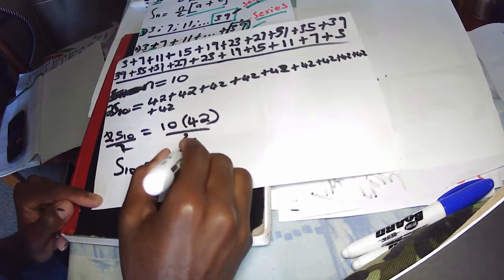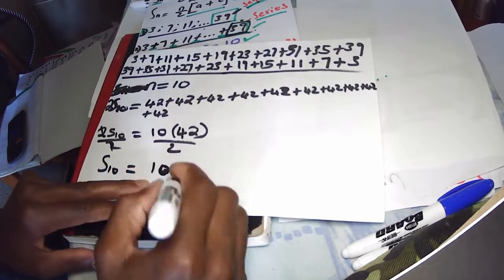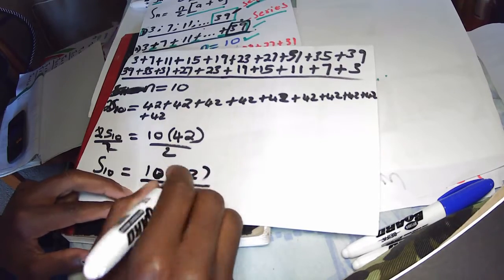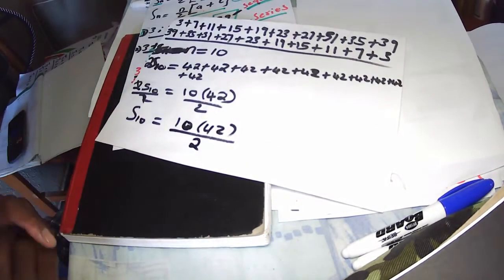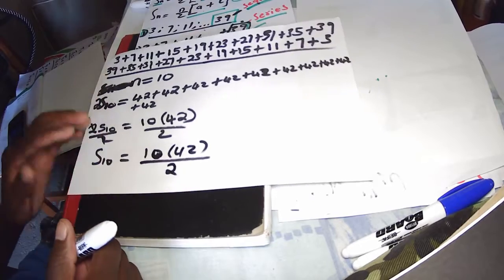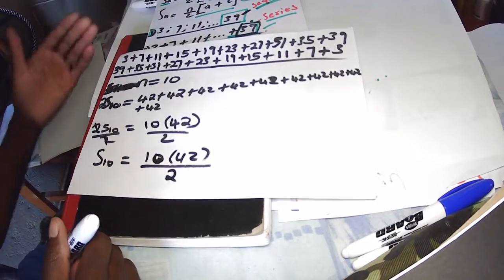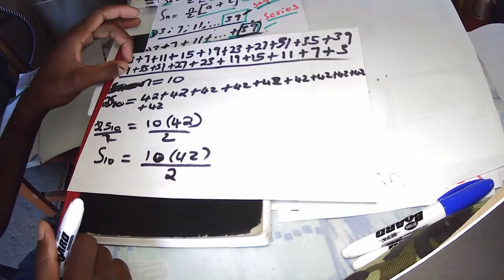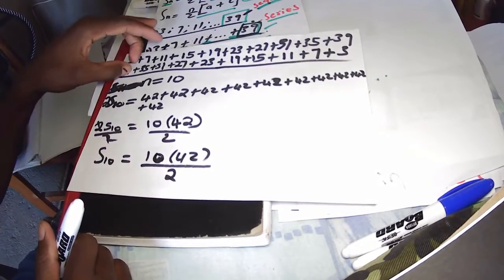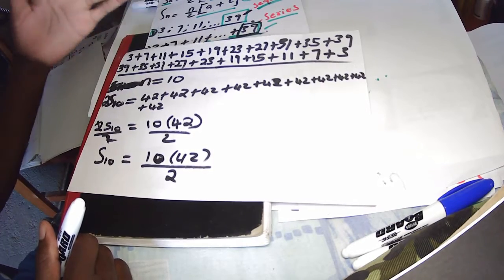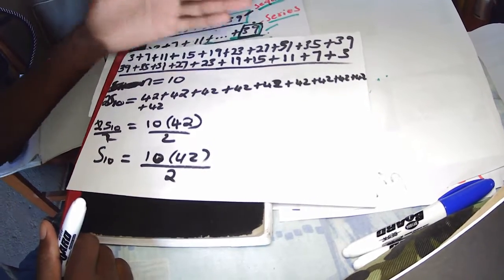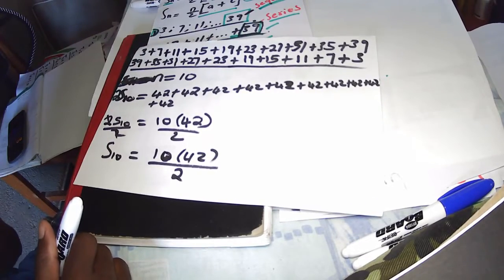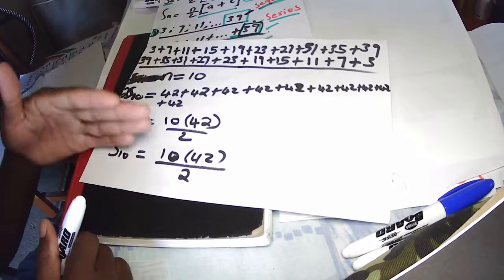When I divide by 2, I'm left with S10 equal to 10 over 2 times 42. I'm not going to multiply or divide anything here, so I'm just going to leave it like that. So this is what we got. From this we add the two series of 10 terms forward and backward. This is what we get.